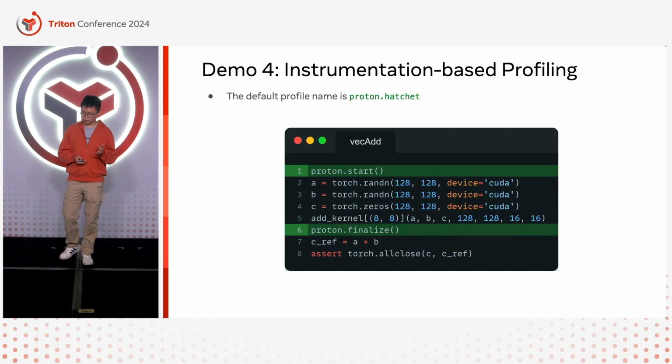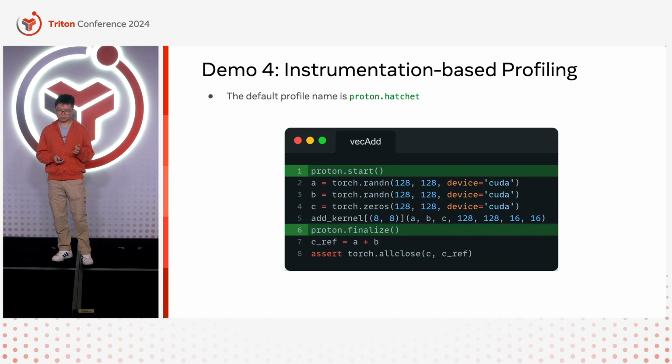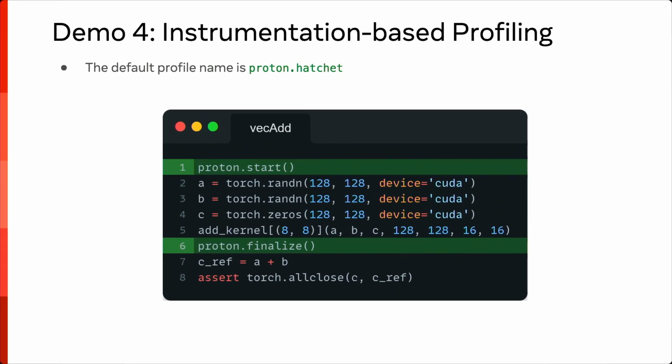So to start profiling, we can use proton.start. It works even if you don't supply a profile name. Then the default profile name is just going to be proton.hatchet. The profile will be dumped into your current working space.